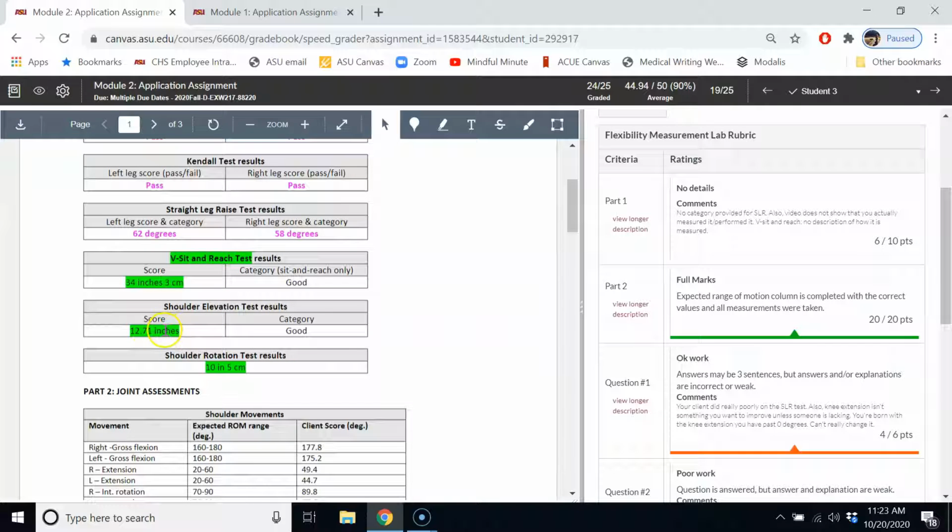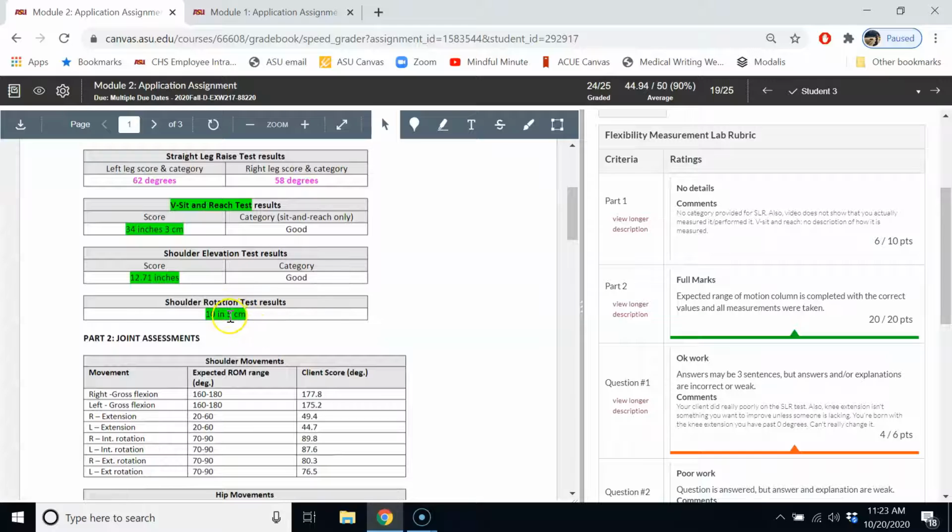For the shoulder elevation test, you're going to put your number here. Again, this is green because you can do it in inches or centimeters. And then again, on the lab procedures, there are categories. You're just going to put the category that the person achieved here. Again, for the shoulder rotation test, inches or centimeters, that's why it's green. You choose your measurement type.